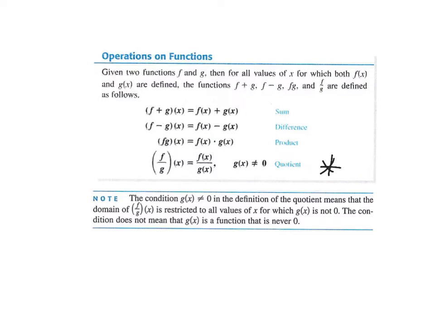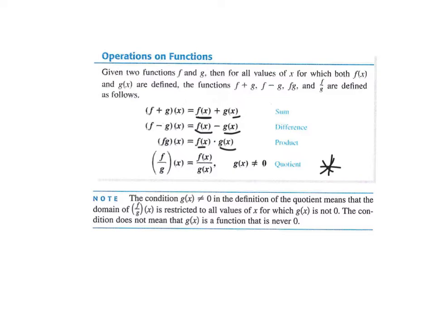Now, notice by definition, it's just stating that you take the f of x function and then you're going to add it to the g of x to get the sum. Do the same thing for subtraction. You would just take the two functions and subtract them. And then for the product, multiply them. And for the quotient, you would divide them.